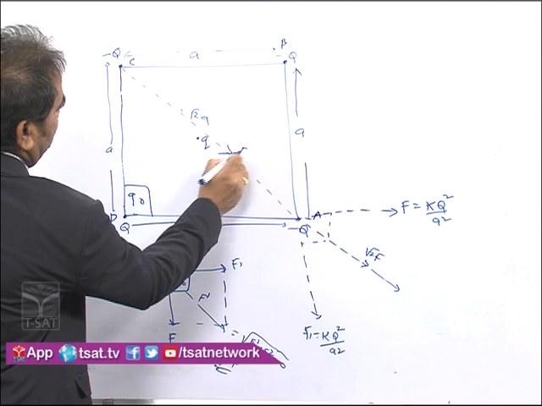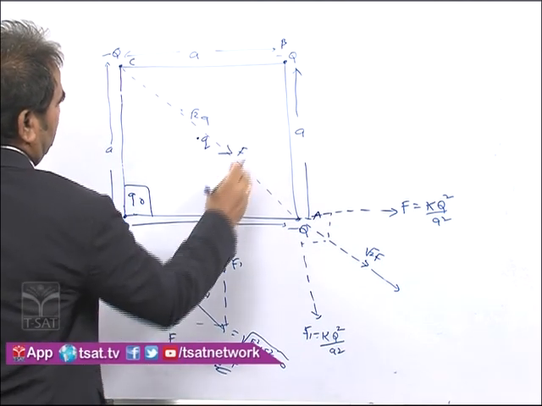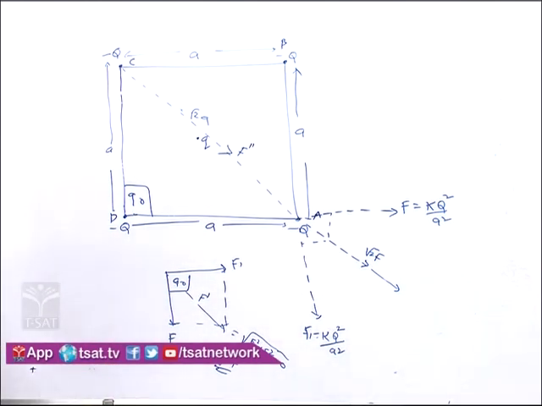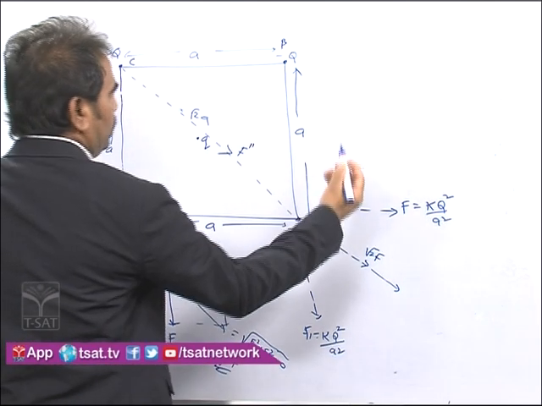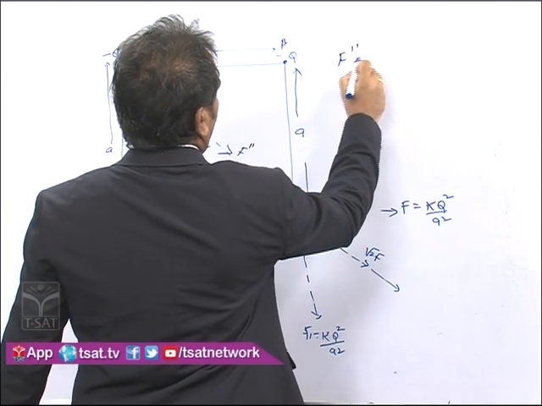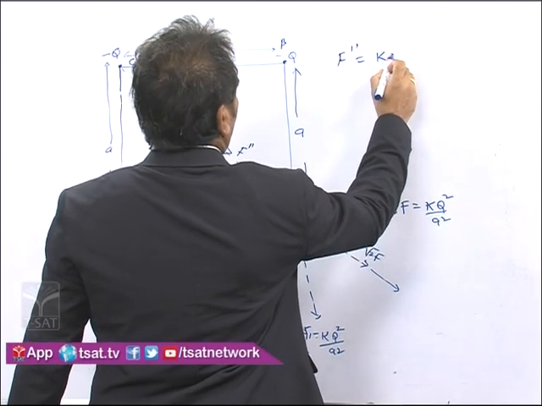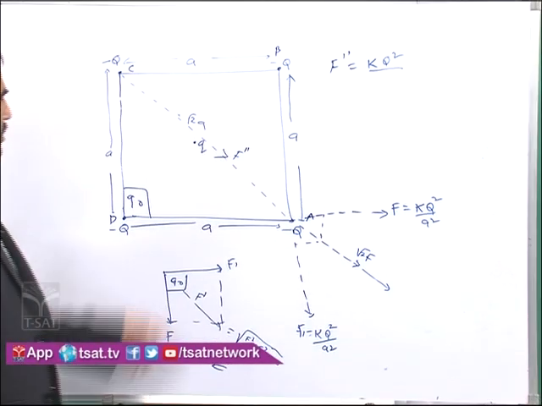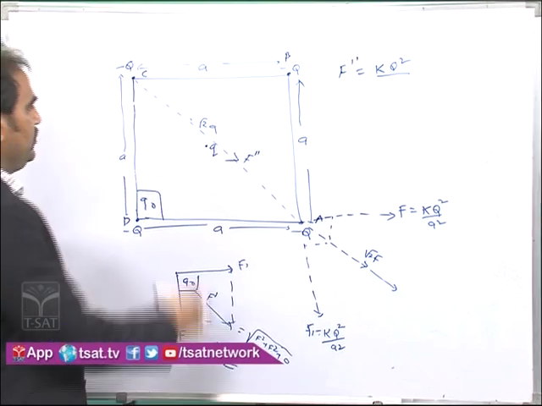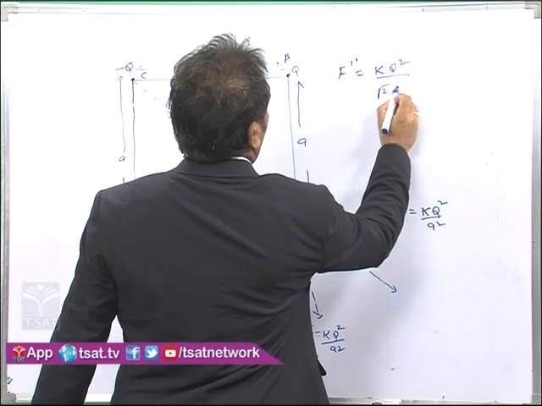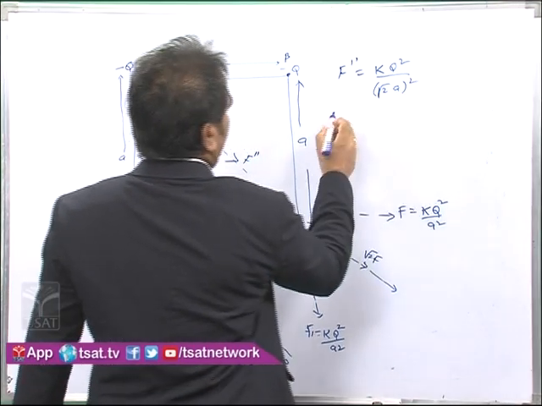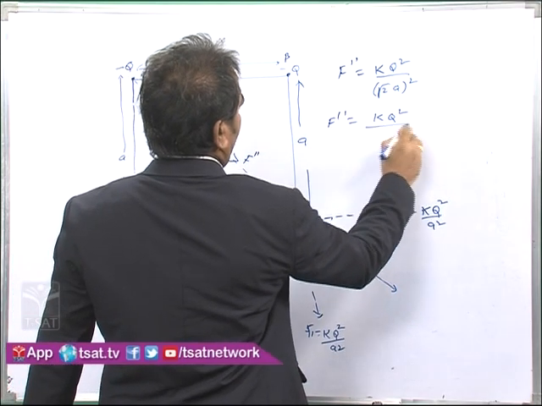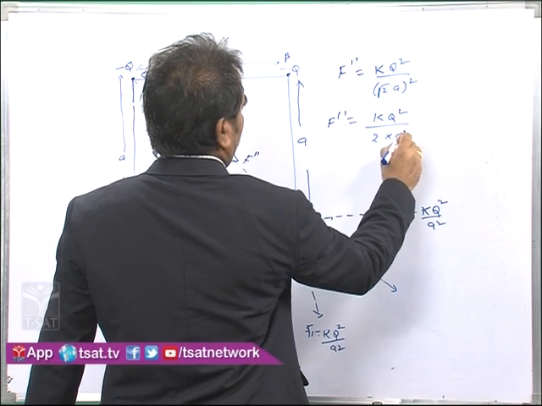Suppose let this be F double dash, where F double dash is equal to, what is F double dash? F double dash is equal to K into Q square upon R square. R square means root 2 A of whole square. That is F double dash is equal to K Q square upon 2 into A square.